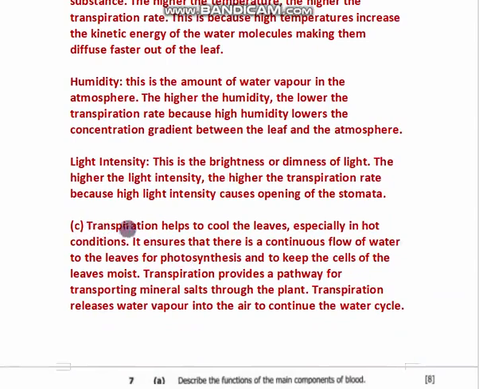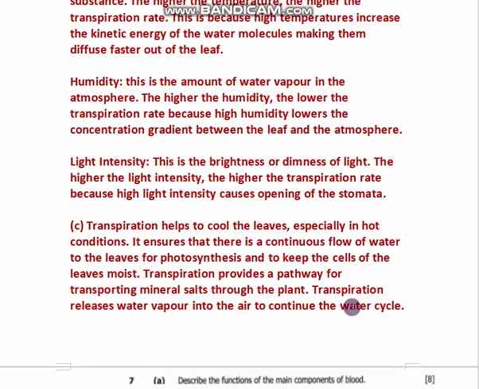So C, transpiration helps to cool the leaves, especially in hot conditions. It ensures that there is a continuous flow of water to the leaves for photosynthesis and to keep the cells of the leaves moist. Transpiration provides a pathway for transporting mineral salts through the plant. Transpiration releases water vapor into the air to continue the water cycle.